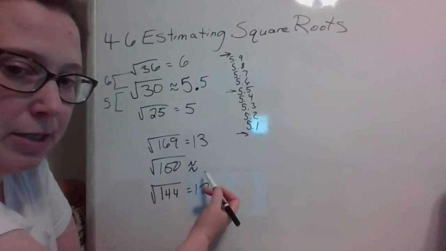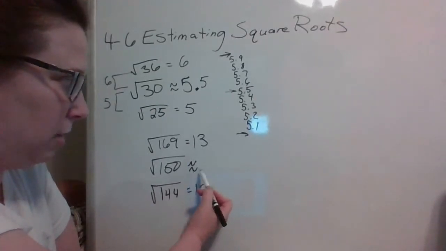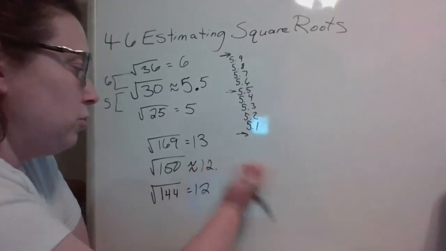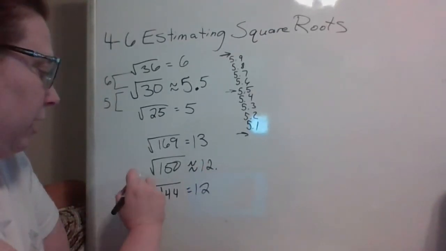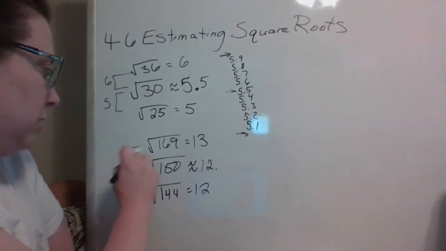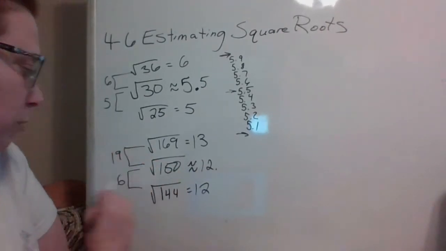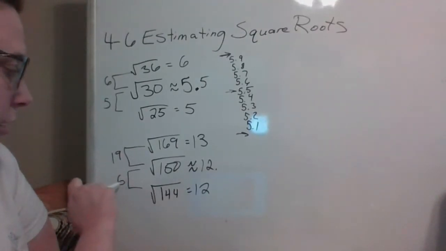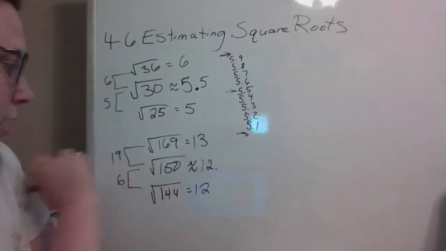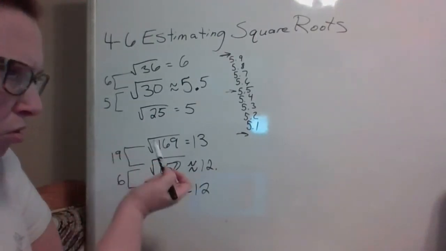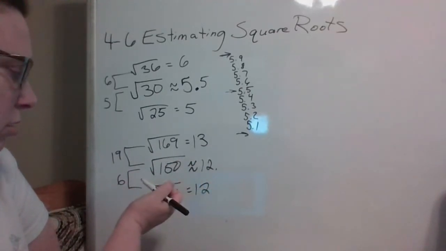Again, it's not going to be exact. It's going to be that wavy equal sign because we're just estimating. Our smaller number is 12, so 12 is going to go there. And then we figure out how far apart these are. So that's 6 apart, and this one is 19 apart. You can see that this is going to be closer to 144 than it is 169, and it's actually more than double the closeness. Does that make sense?